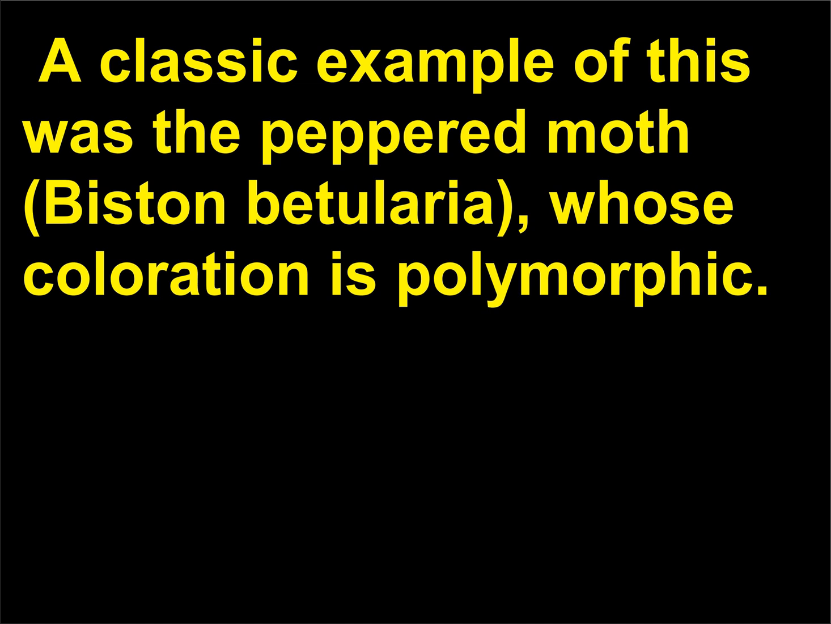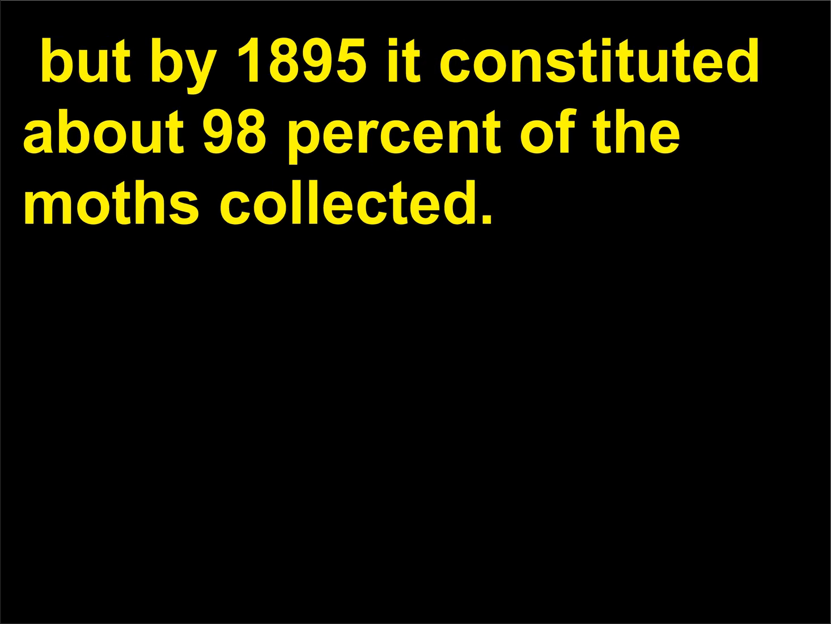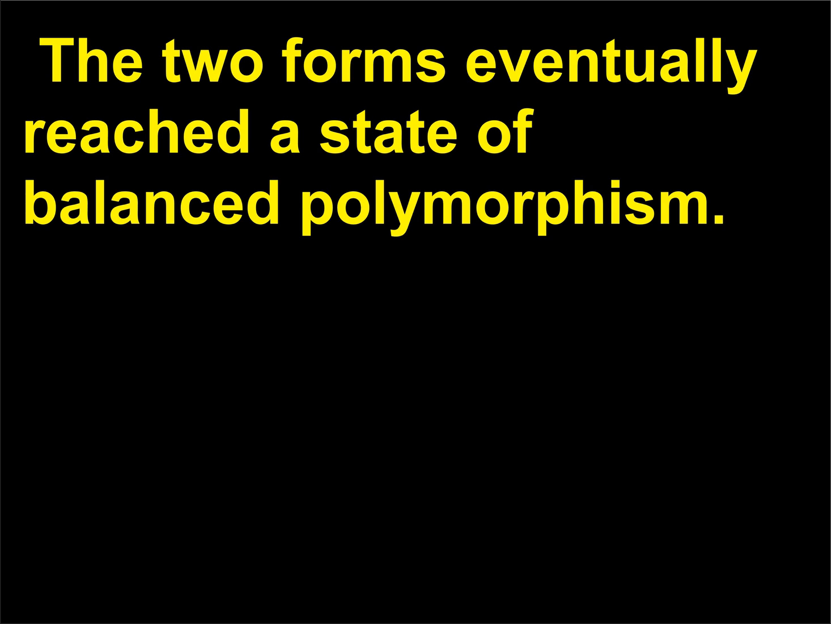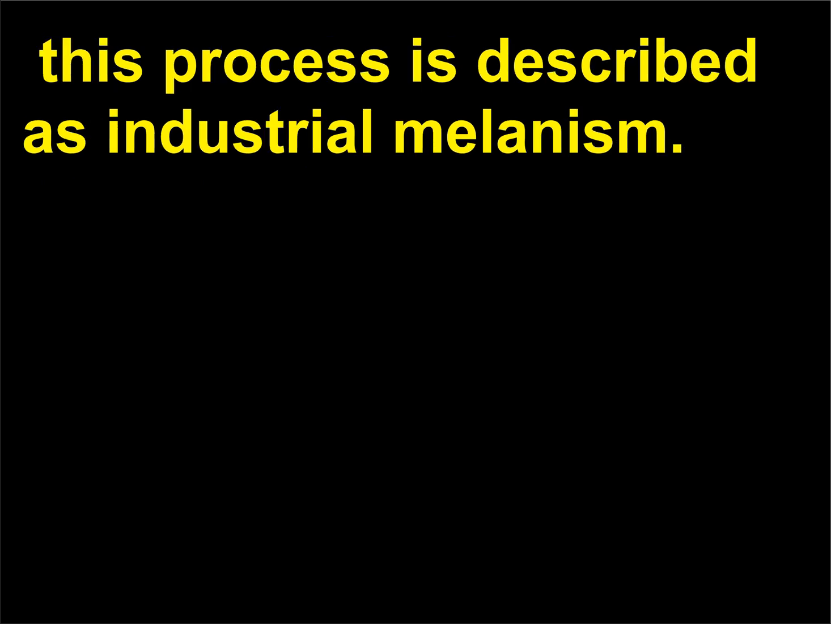A classic example of this was the peppered moth, Biston betularia, whose coloration is polymorphic. Prior to the Industrial Revolution, collection records indicate that the darker or melanistic form was almost unknown. But by 1895 it constituted about 98% of the moths collected. The two forms eventually reached a state of balanced polymorphism, because the change in morphology could be directly linked to the change in industry. This process is described as industrial melanism.